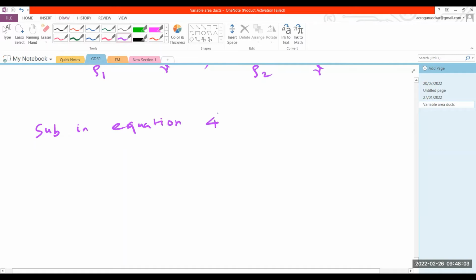Equation 4. So what will we be getting? Because we know equation 4 is nothing but P1... Okay, so V2 minus V1 equals P1 by rho 1 V1 minus P2 by rho 2 V2.